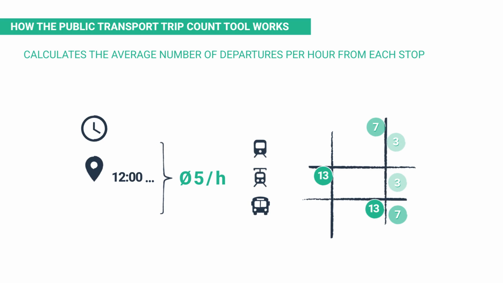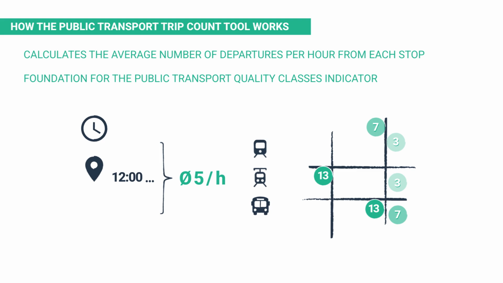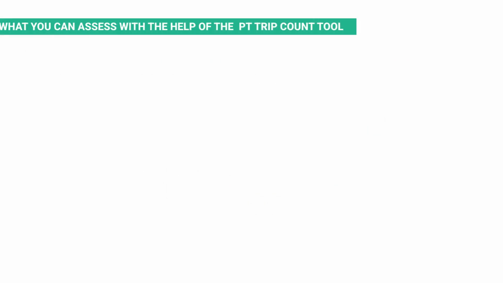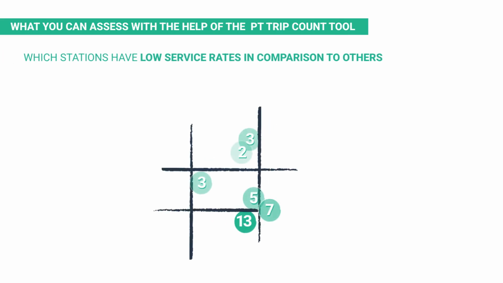This indicator serves as the foundation for the public transport quality classes indicator called Klassen, but can be utilized on its own. Let's see what you can assess with the help of the public transport trip count tool. It can be determined which stations have low service rates in comparison to others, which helps to tell where to improve access and redistribute services.